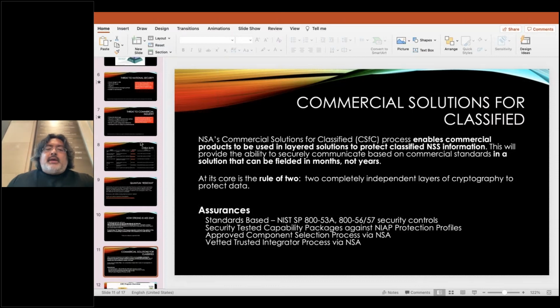Some of the assurances that are baked into this program: there's a lot of standards space. You have NIST standards and security controls built into this program. You have capability packages that have been tested against NIAP protection profiles. You have a component selection process that the NSA oversees. And finally, you have vetted trusted integrators that can help deploy these solutions to your networks.